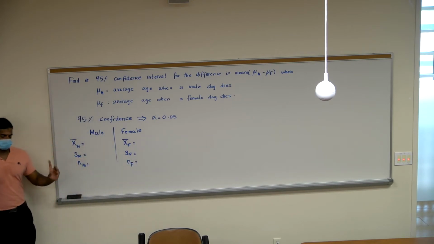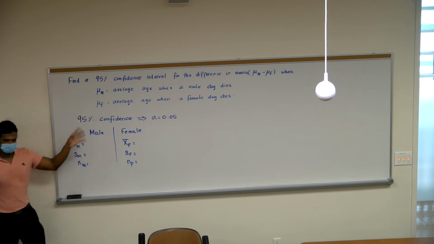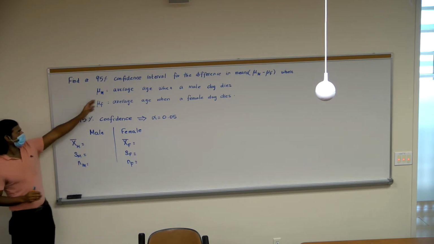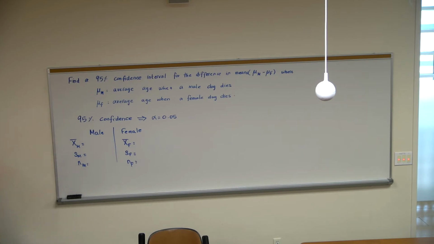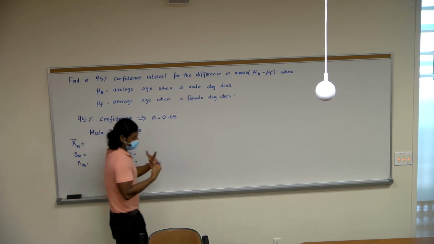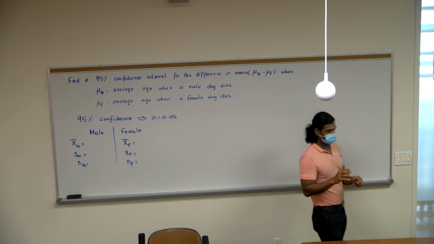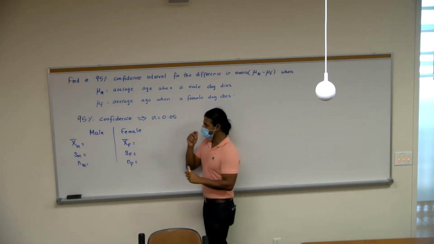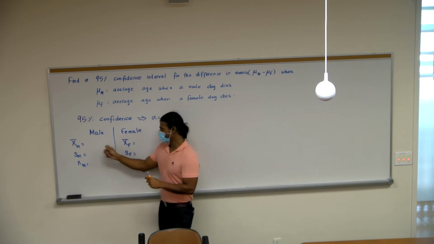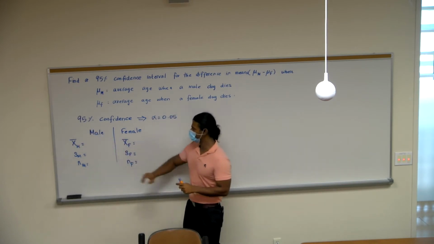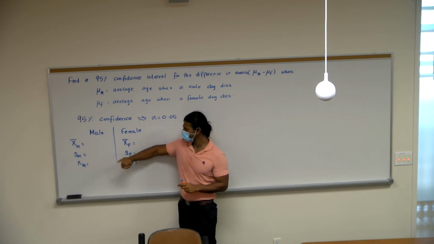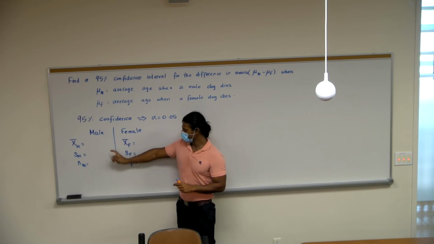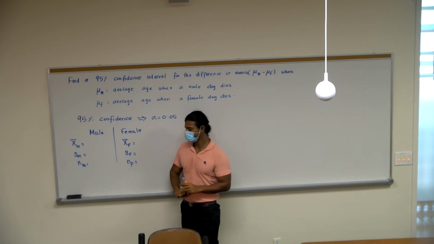the book probably uses mu1 and mu2. I like to use subscripts that correspond to the problem so that we understand it better. So mu sub m would be the average age when a male dog dies, and mu sub f would be the average age when a female dog dies. Now that we have two independent samples, we'd like to make use of the sample and find the sample mean, the sample standard deviation, and the number of observations.